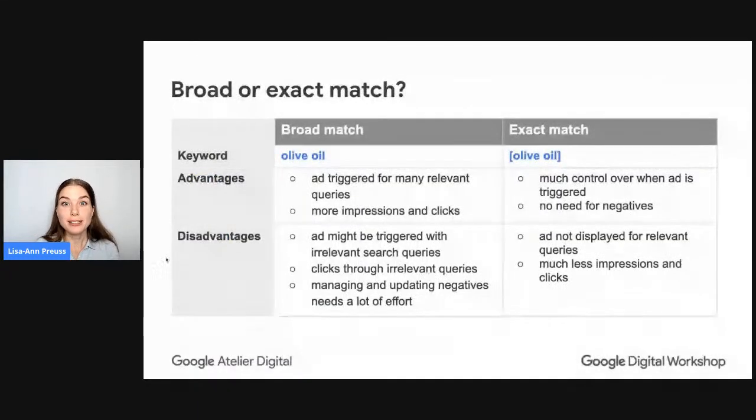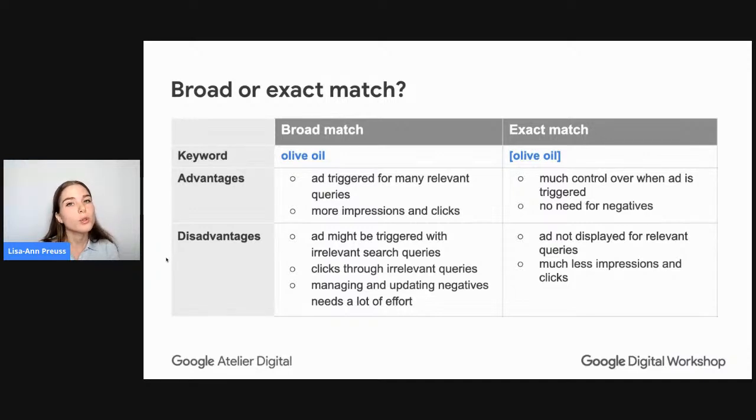So many options, what to do? Well, for those of you who are considering to use the broad match option, again, this will have your ad be triggered for many relevant search queries, and it'll for sure give you a lot of impressions and clicks. But keep in mind that your ad may also be triggered with irrelevant search queries and lead to clicks through these irrelevant search queries. Plus, you'll really need to make sure to manage and continuously update your negative keywords.